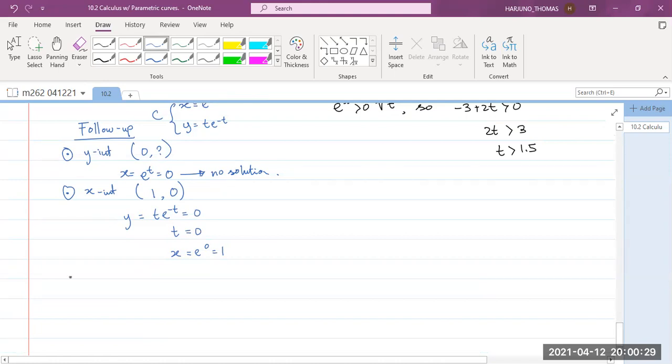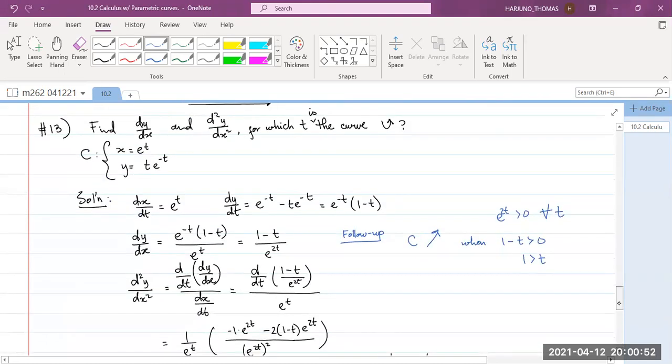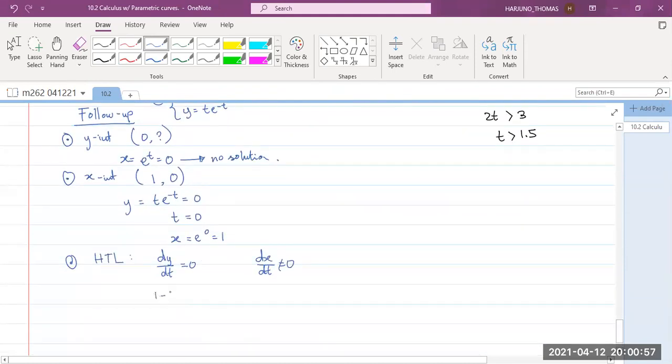Do we have a horizontal tangent line? A horizontal tangent line happens when dy/dt equals 0, but dx/dt is not 0. Okay? I think we did this earlier. Yeah, dy/dt is 1 minus t over e to the 2t. Set it equal to 0, we get t equals 1.